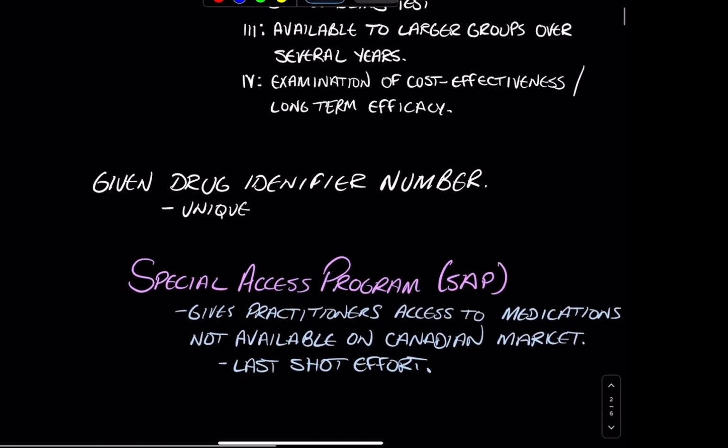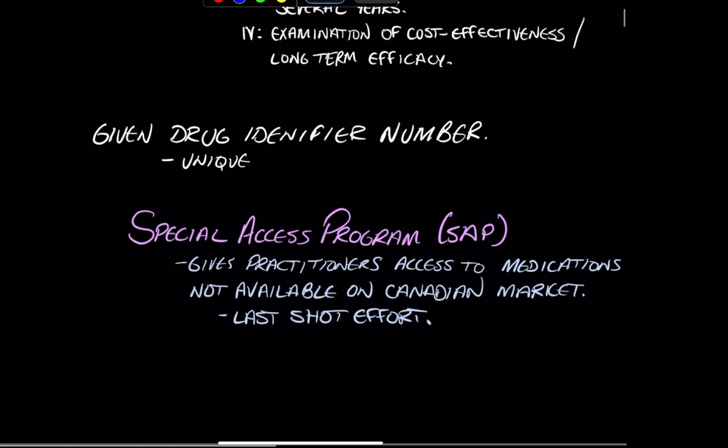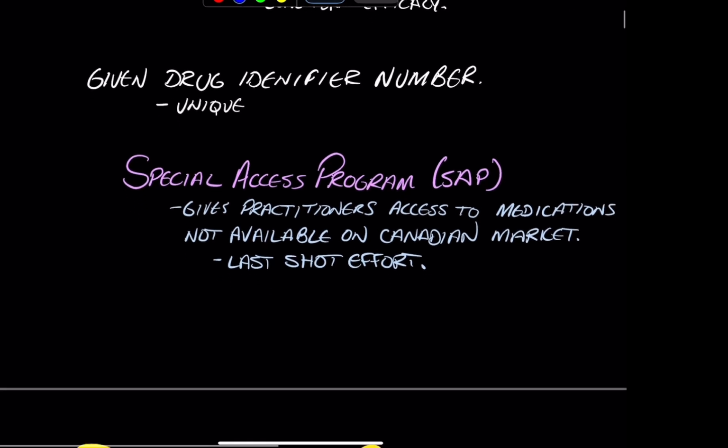During this process, each drug is given a unique identifier number. It's kind of like a serial number. If you go to drugs.com, for example, you'll see it listed under every medication. It has its own ID number.